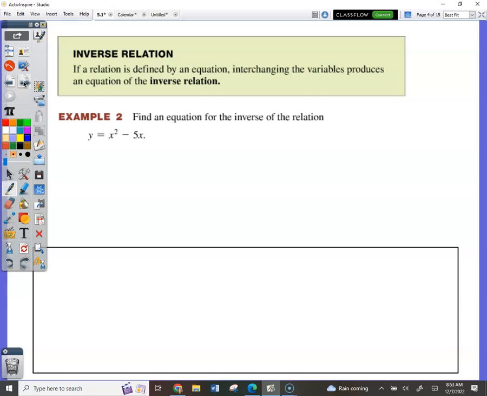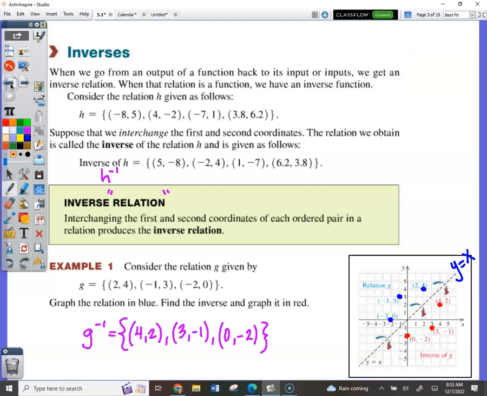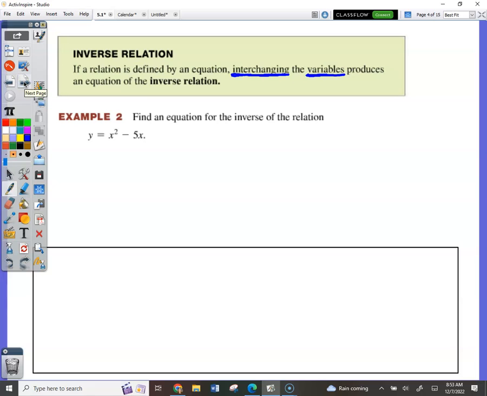We no longer have an ordered pair. Now we have an equation with a y and an x in it, but the concept is still the same. You're going to interchange the variables, right? So coming back here, we interchanged the coordinates in the ordered pairs. Now we're going to interchange the variables. So y becomes x and x becomes y.